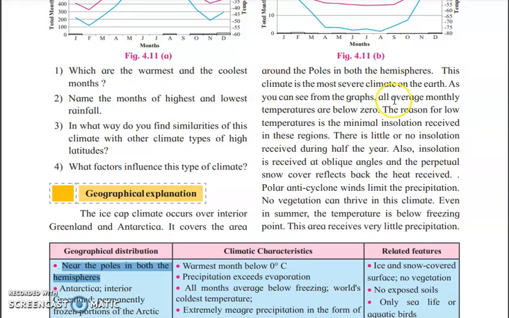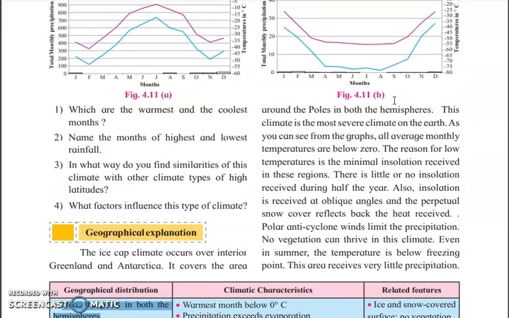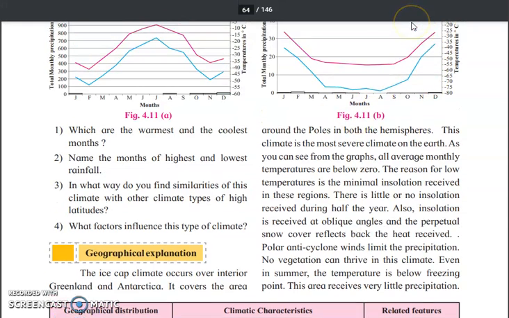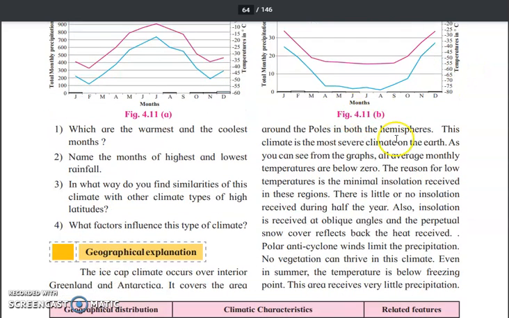As you can see in the graph, all the average monthly temperatures are below zero. So you can see here, in this graph, here you have zero and everything is like -5, -10. You cannot see anything above zero. Okay, everything is below 0 degrees Celsius. The reason for low temperature is minimal insolation received by this region.